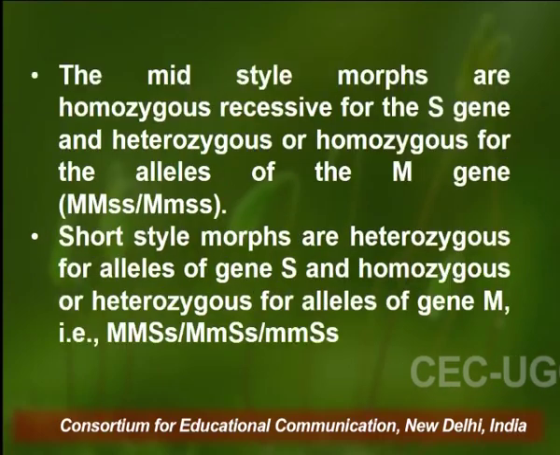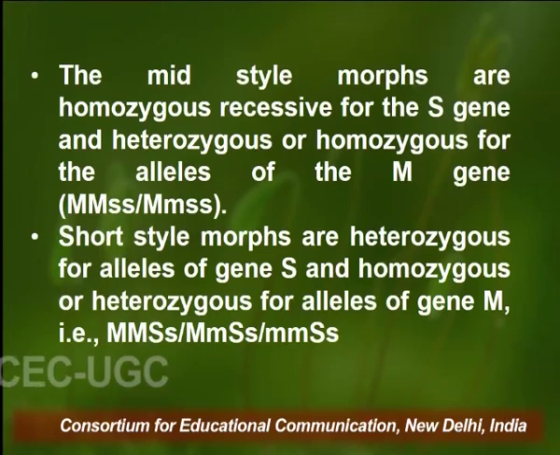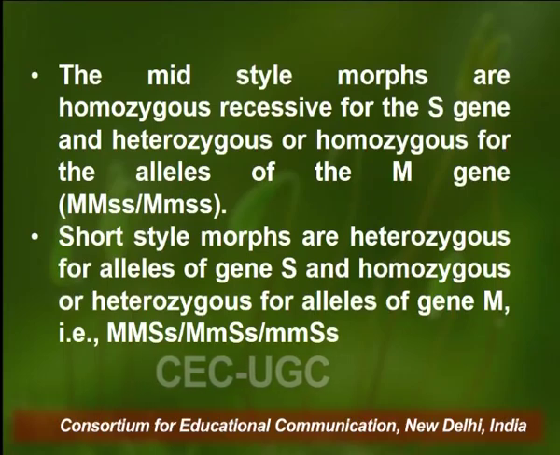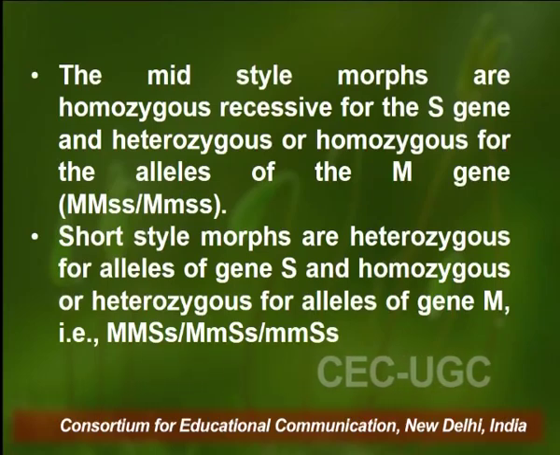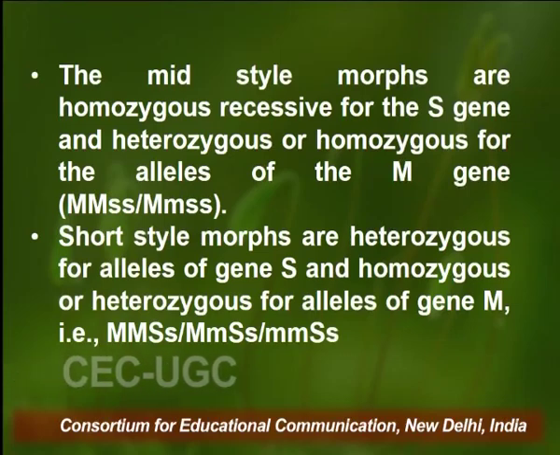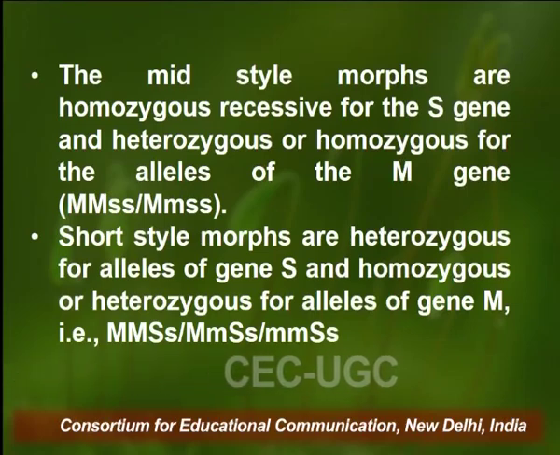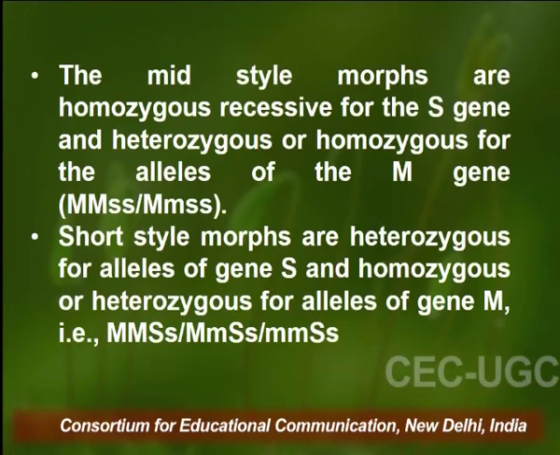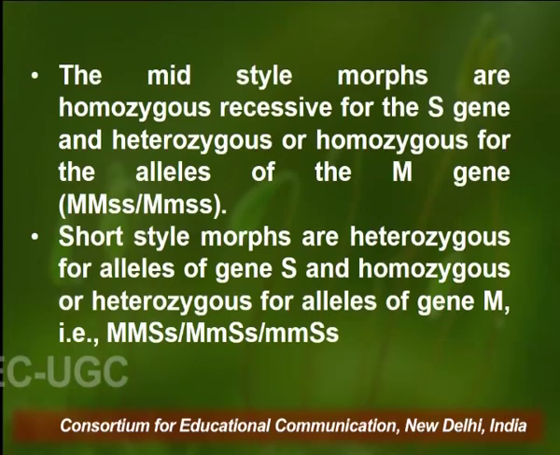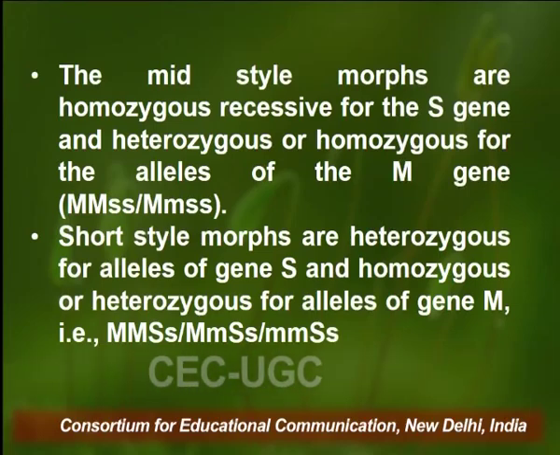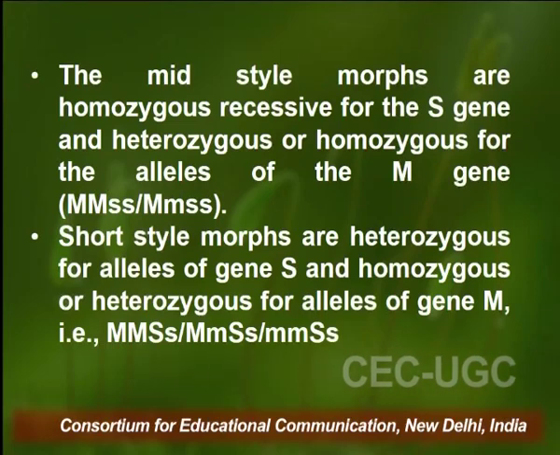The mid style morphs are homozygous recessive for the S gene. That means it will be small s, small s, and heterozygous or homozygous for the alleles of the M gene. So it can be either capital M, capital M, or capital M, small m. Okay. Short style morphs are heterozygous for alleles of gene S and homozygous or heterozygous for alleles of gene M.